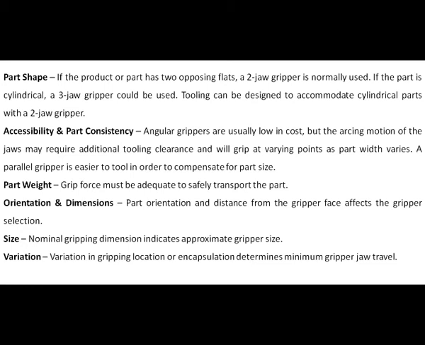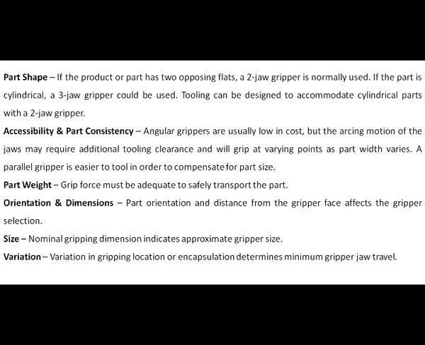Orientation and dimension. Part orientation and distance from the gripper face affect the gripper selection. Size. The size variation of the part must be accounted for, and how this might influence the accuracy of locating the part. For example, there might be a problem in placing a rough casting or forging into a chuck for machining operations. The gripper design must accommodate the change in size that occurs between part loading and unloading. For example, the part size is reduced in machining and forging operations.